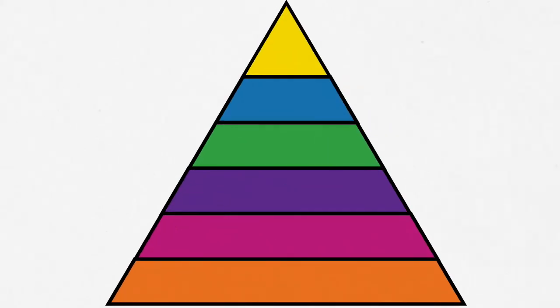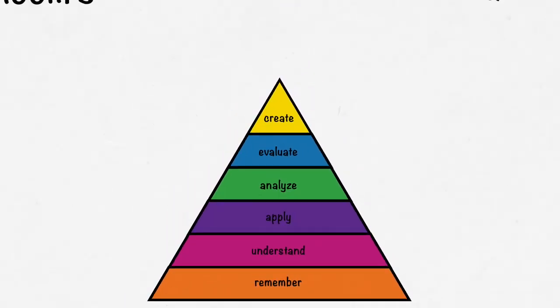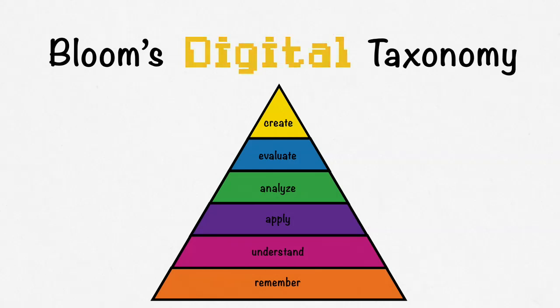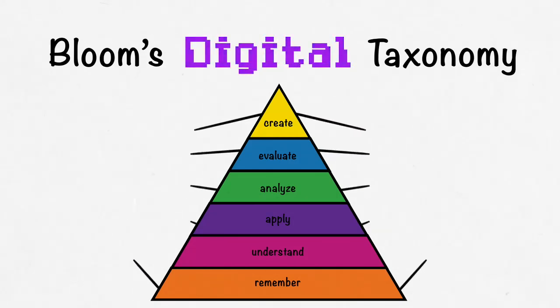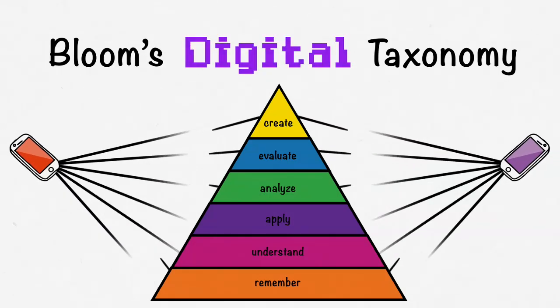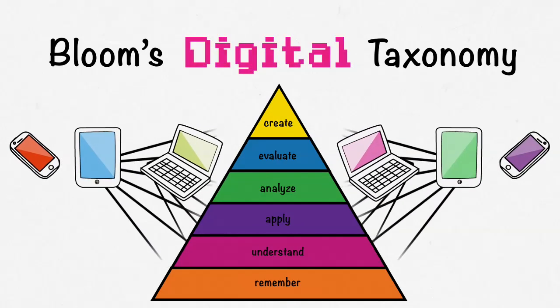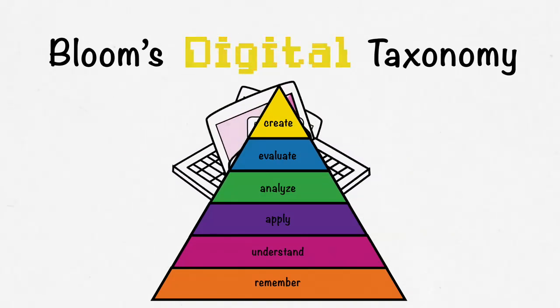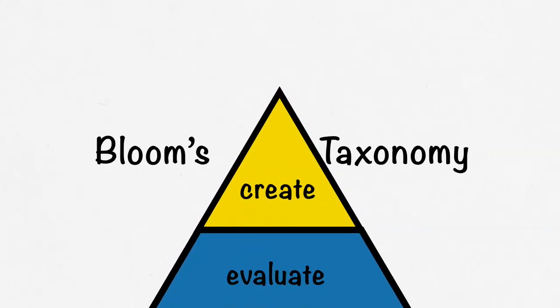But in thinking about how technology affects this model, consider it as Bloom's digital taxonomy. This updated version aims to expand upon the skills associated with each level as technology becomes a more ingrained and essential part of learning. For instance, some propose that new action verbs can be applied within each level.